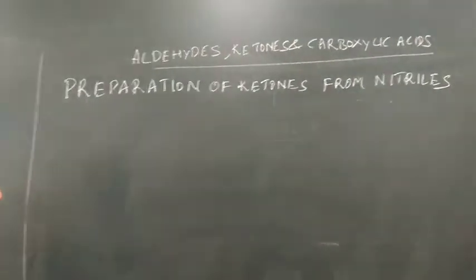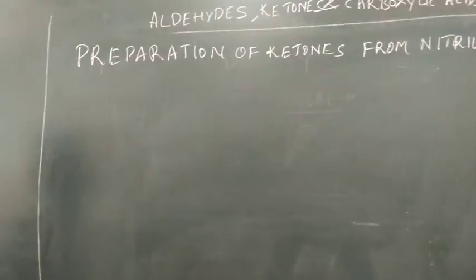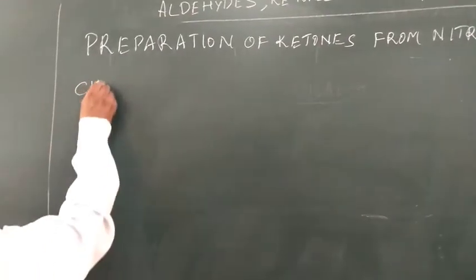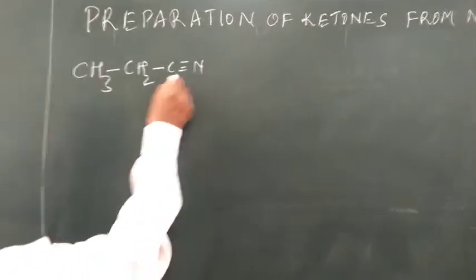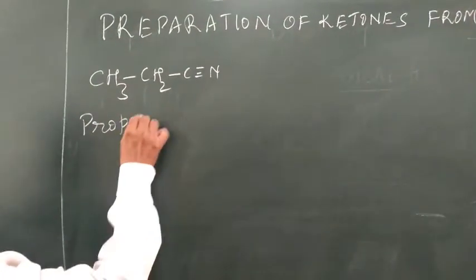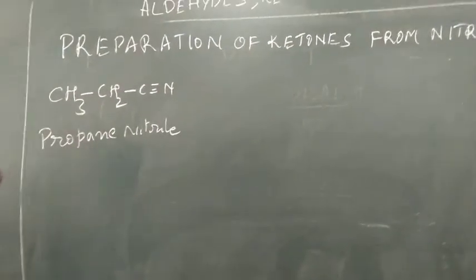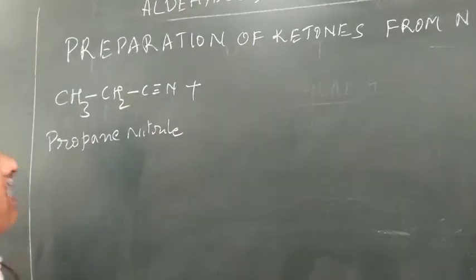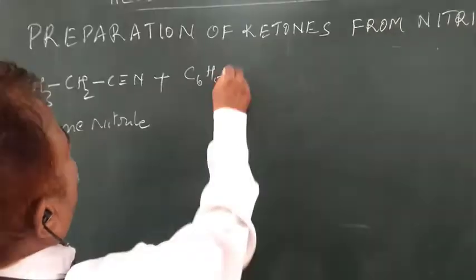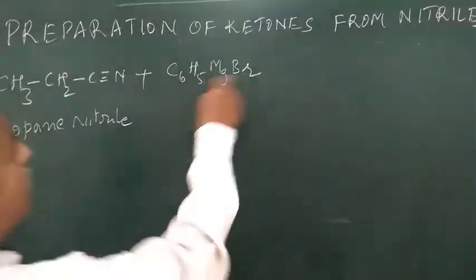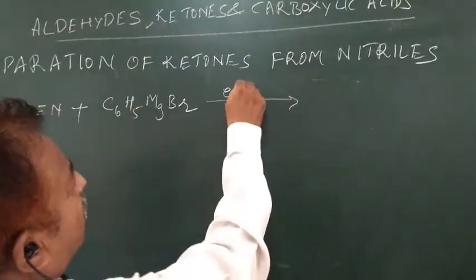Preparation of ketones from nitriles. The nitrile group is, as we discussed just now, C triple bond N. Let us take CH3, CH2, C triple bond N. There are 3 carbon atoms, therefore the name of the substance is propanenitrile. Nitriles are treated with Grignard reagent. Here let us take C6H5MgBr, phenyl magnesium bromide, and the reaction takes place in ether.